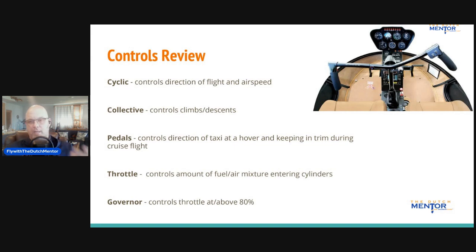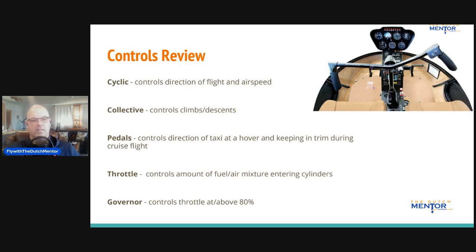All right, simple basic reviews, and we talked about that in our walkarounds. We have a cyclic that controls the direction of flight: forward, backwards, left, and right. We have a collective that, essentially speaking, is up and down. Pedals on the ground, lower level, is turning left and right, and in flight is only for the purpose of maintaining trim in flight to reduce the drag on the aircraft itself.